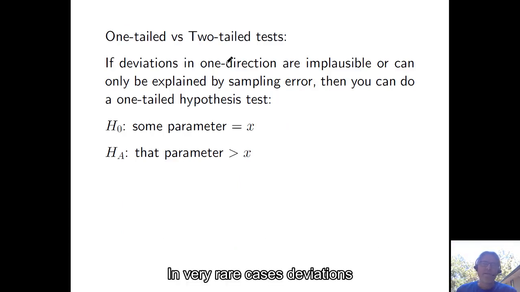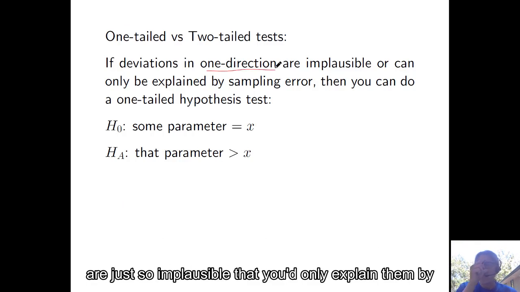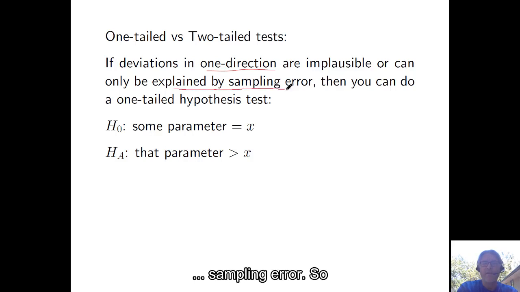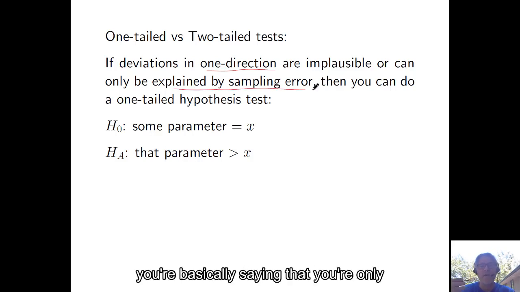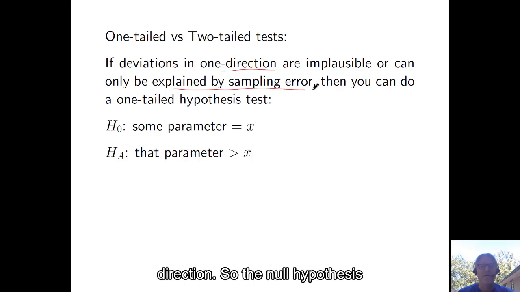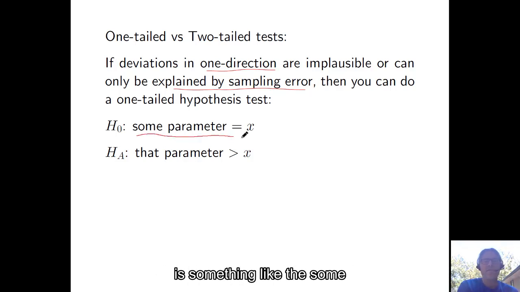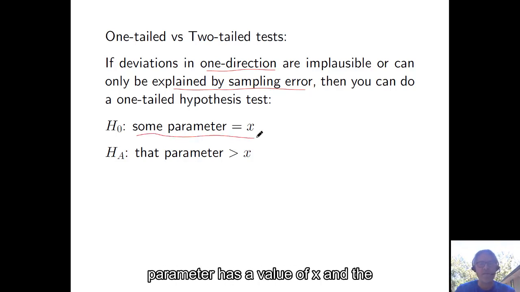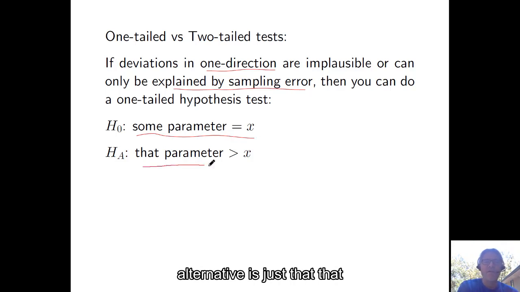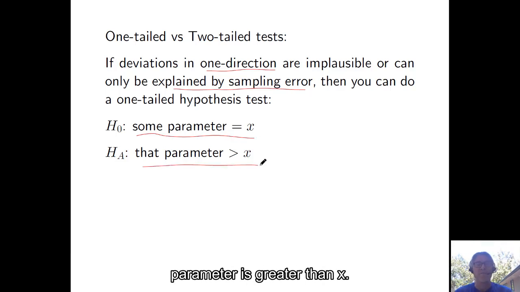In very rare cases, deviations in only one direction are just so implausible that you'd only explain them by sampling error. So you're basically saying that you're only concerned with deviations in the other direction. So the null hypothesis is something like some parameter has a value of x, and the alternative is just that the parameter is greater than x. So only deviations in one direction matter to you.